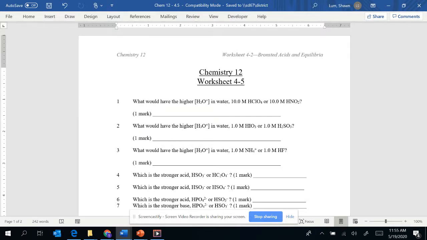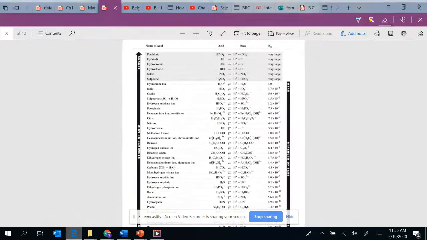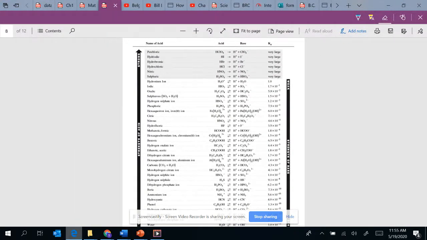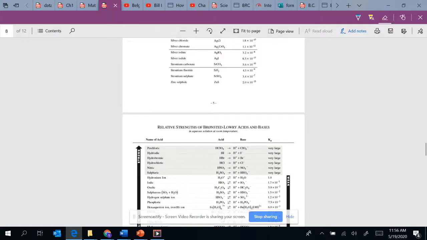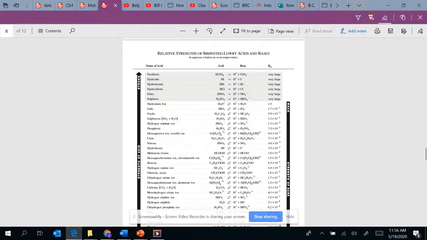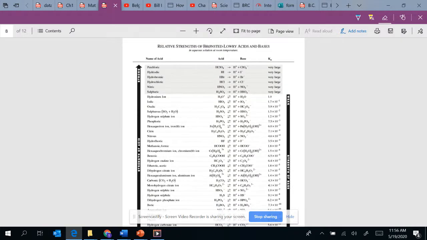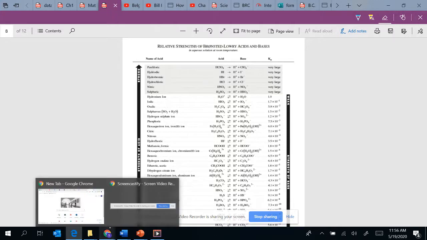Anyways, one thing that I want to make sure that you have is your data booklet. I've got mine right here, on relative strengths of Bronsted-Lowry acids and bases. If you don't know where this is, you can message me, or you can find this on our Microsoft Teams under the documents.